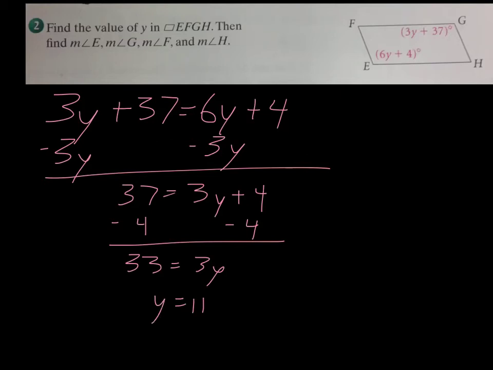So if y equals 11, that's 33. The measure of angle G, when you plug 11 back in for y, hopefully you'll get G to be 70. And the same for E. 66 plus 4, 70, excuse me. That should have been 70 here.